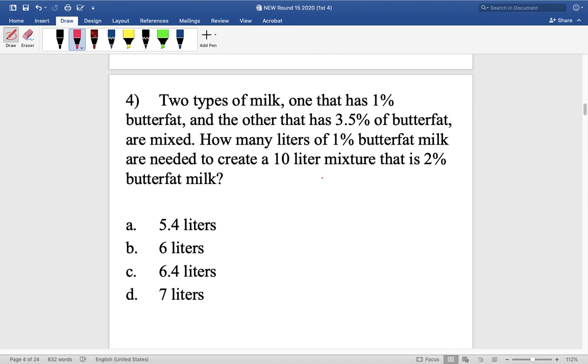Going on to number 4, this is a mixture problem. And the key formulas to remember are that it is a 10-liter mixture. So you have x being added to y making 10. And then the other equation is about the percentages. So it's going to be 0.01 times the first one plus 0.035 times the second one is equal to 0.2 times 10 because that's the total. Use some substitution there. Should be able to solve it.